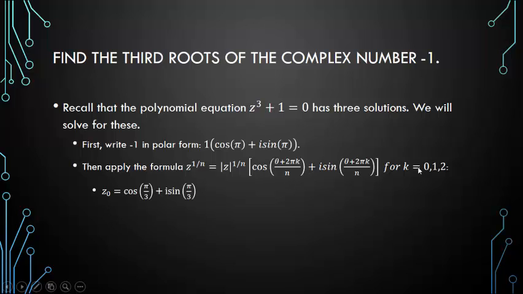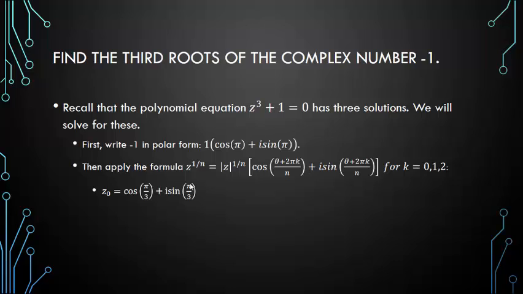Z sub 0, so that's representing z sub 0 for k equals 0. I'm going to plug in k equals 0. You'll notice z sub 0, the first solution, would be equal to 1 to the 1/3, which is 1, times cosine of, I use this theta, so pi, plus 2 pi 0 would be 0. So that's why I simply have the theta from -1 in polar form. So that's my theta over n, so pi over 3. Whatever this angle is, it's the same angle here. So that's all there is to it.